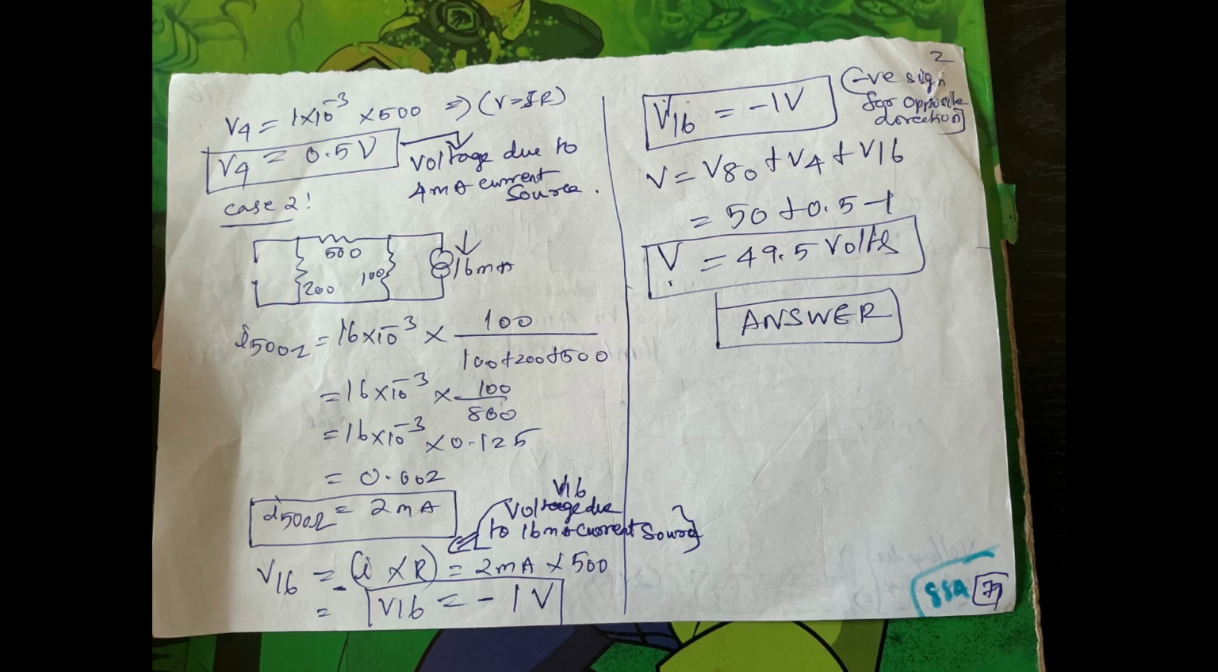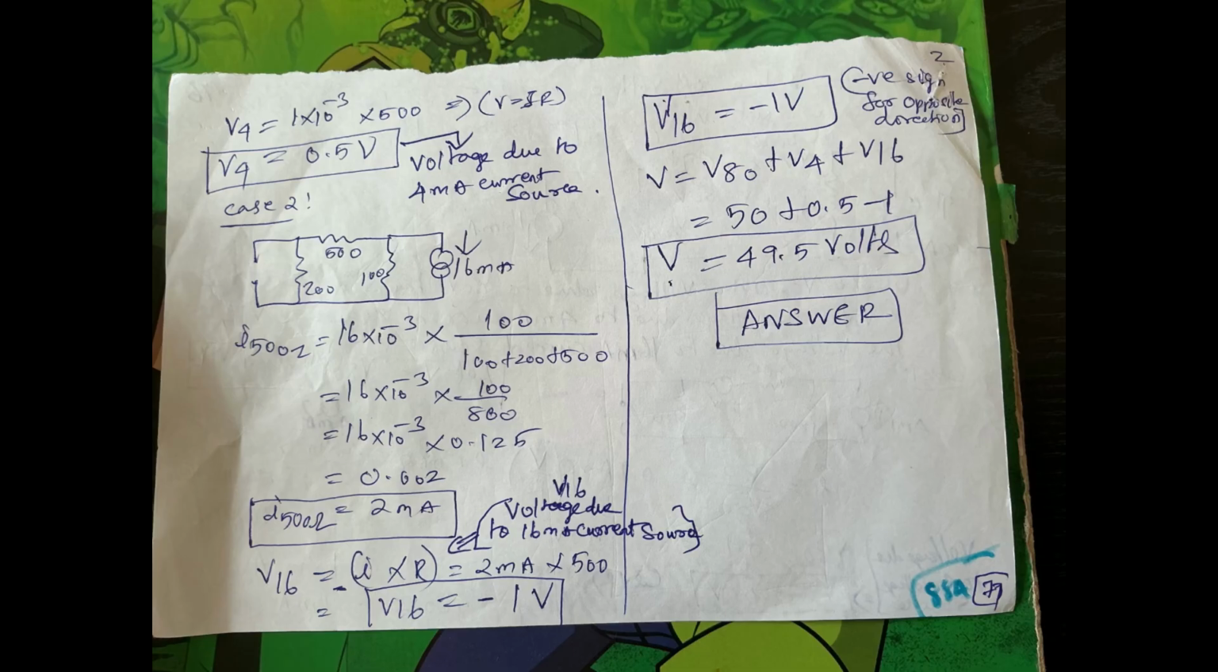V16 is the voltage due to the 16 milliampere current source. V16 is I into R. We found I500 ohm is 2 milliampere, into the resistance 500. So V16 is minus 1 volt. We obtained V16 is minus 1 volt. The negative sign is for opposite direction. Kindly note.